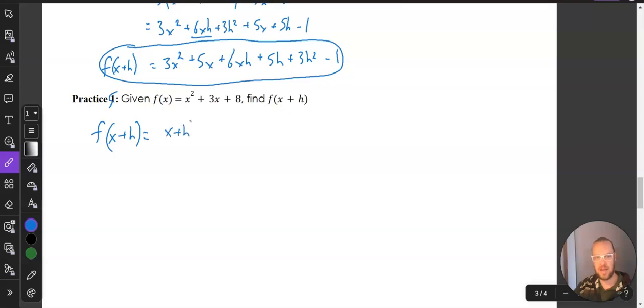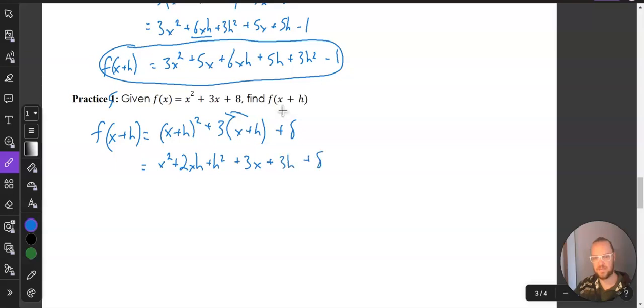And so we're plugging in that x plus h for x, so it becomes x plus h squared plus 3 times x plus h plus 8. Then we start our expansion, so x plus h squared becomes x squared plus 2xh plus h squared. Then we distribute in the 3 here, and we get plus 3x plus 3h plus 8. And then we just put it all together, and again, you can see that nothing actually ends up combining here. These are all separate terms. So really, we don't have to do anything.